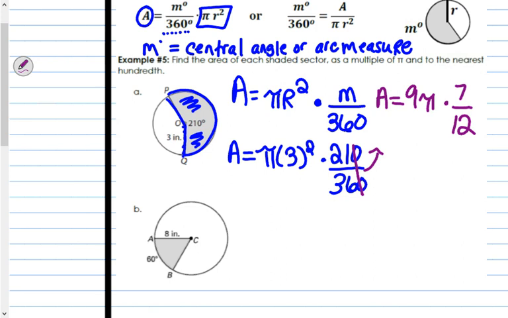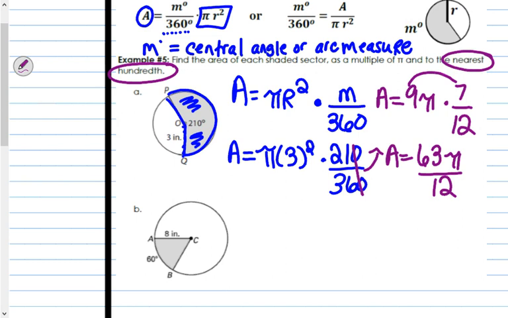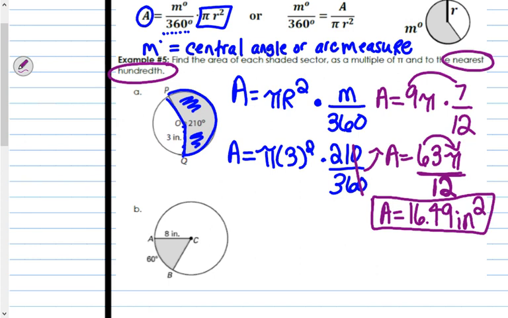Okay? And so now I have area equals 9 times 7 is 63. 63 pi over 12. And 63 and 12 cannot reduce, and it wants me to round it to the nearest hundredth. So you'll take 63, multiply it by pi, hit the pi button on your calculator, and then divide it by 12. And when you round to the nearest hundredth, you get your area equals 16.49 inches squared. Remember, area is always squared units.